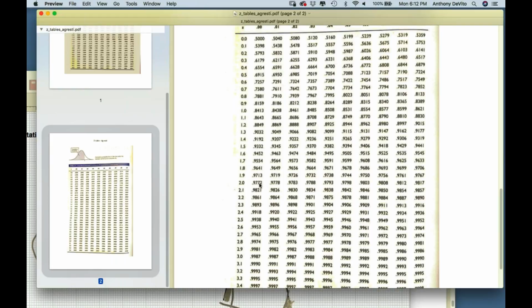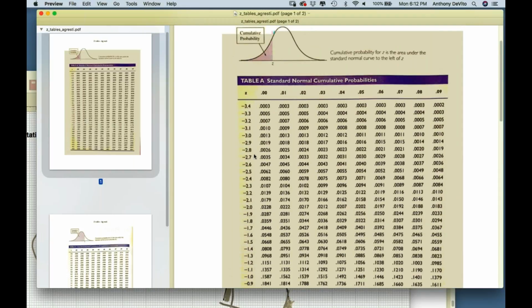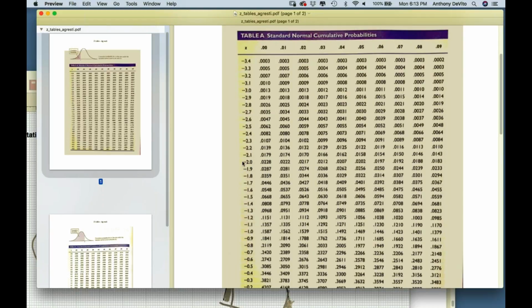We want to know something. Instead of doing that, let me look up the area for negative 2. The area to the left of negative 2 is going to be the same as the area to the right of positive 2. So I can save myself a calculation by looking up the area for negative 2, and it's 2.28%. In other words, 0.228.